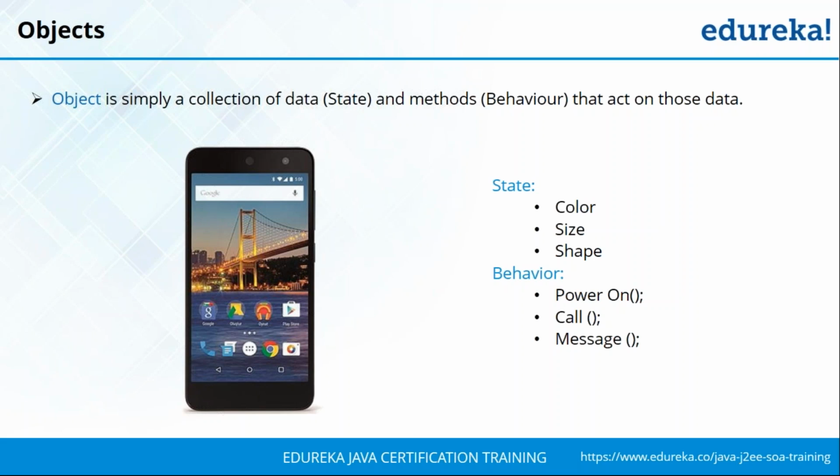Now here you can see the example of a phone that is being taken. Every phone has a specific size, a color, a shape, as well as certain behaviors like turning it on, making calls, sending messages, WhatsApp, internet management, your Facebook. So these are all methods that you're working around. I hope you've got a simple understanding as to what an object is. Again, an object is anything that has a state and a behavior. So basically everything can be considered to be an object.